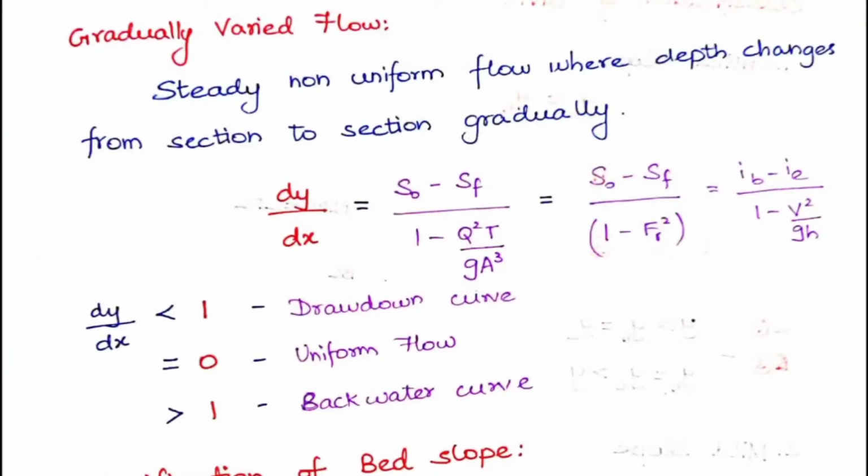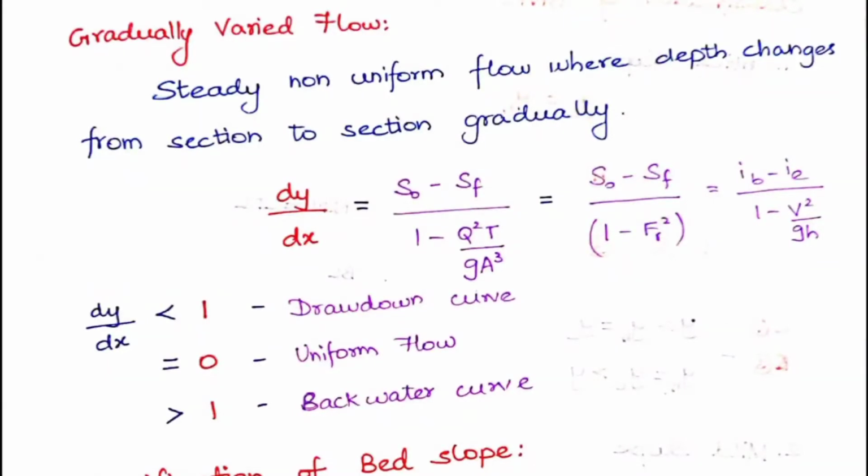Here we already know what gradually varied flow is: a steady non-uniform flow where depth changes from section to section gradually is called gradually varied flow. When you take dy by dx as the slope in that flow, it is given by this formula. Just see this formula because they'll be asking this in the questions. Here SF is your energy slope, SW is your water surface slope, and S0 is your bed slope. So dy by dx is S0 minus SF by 1 minus Q square T by G A cube.